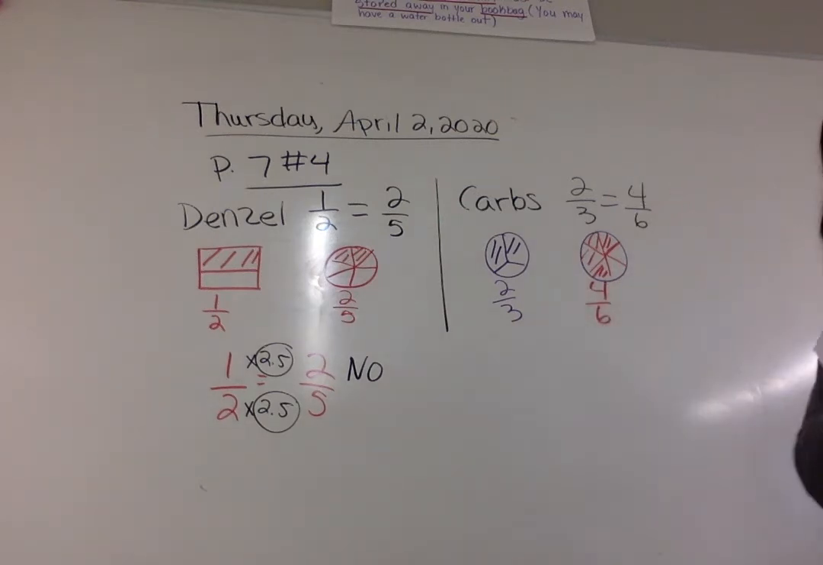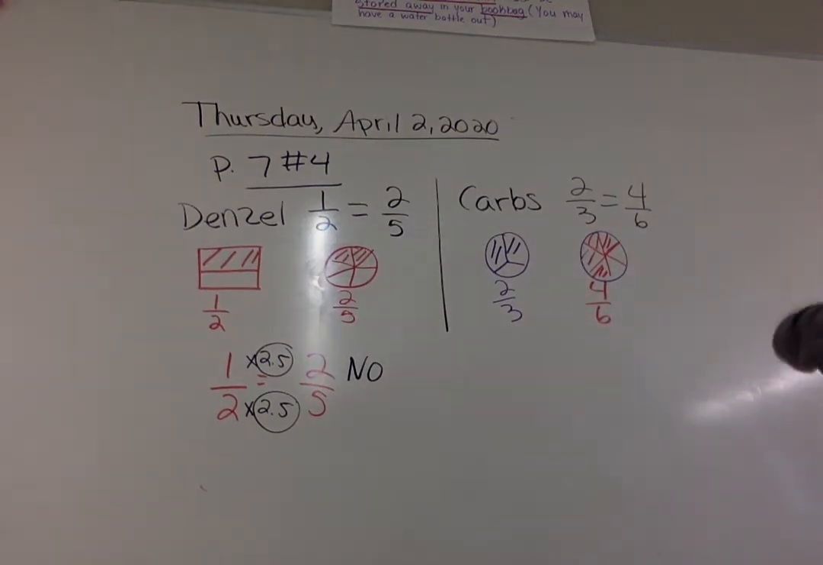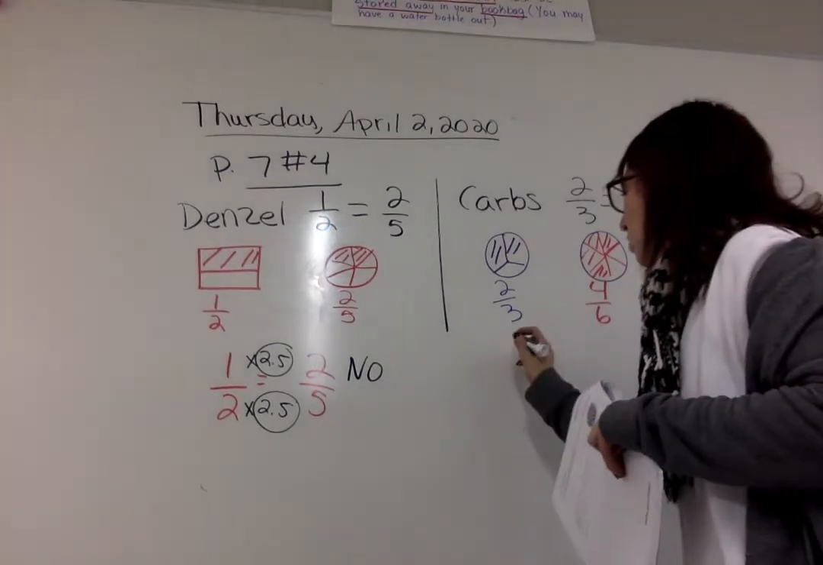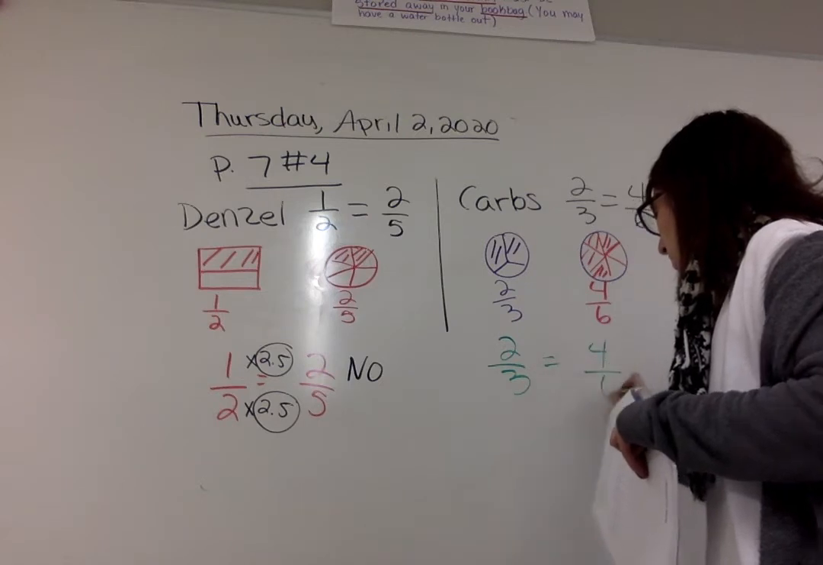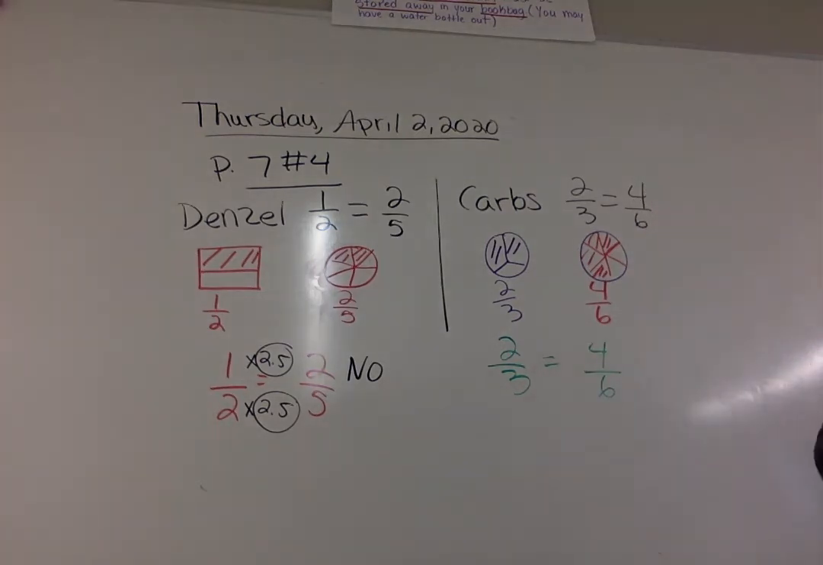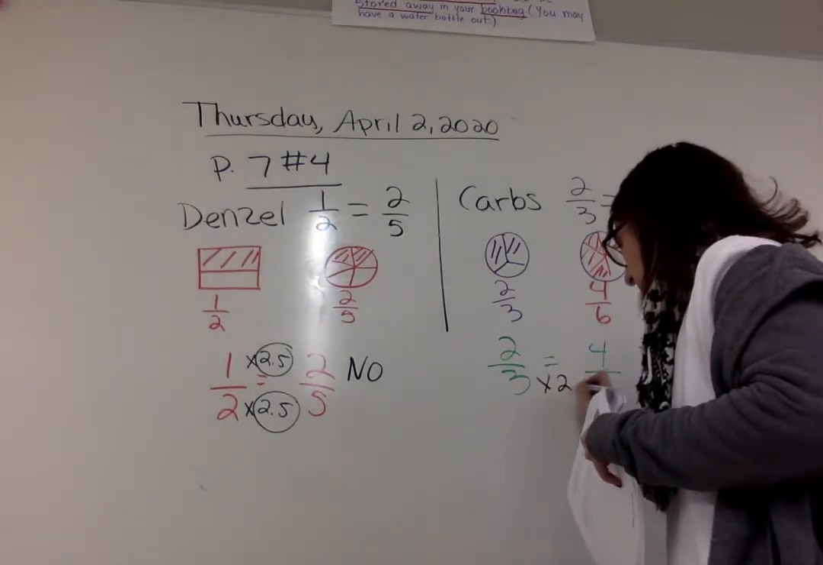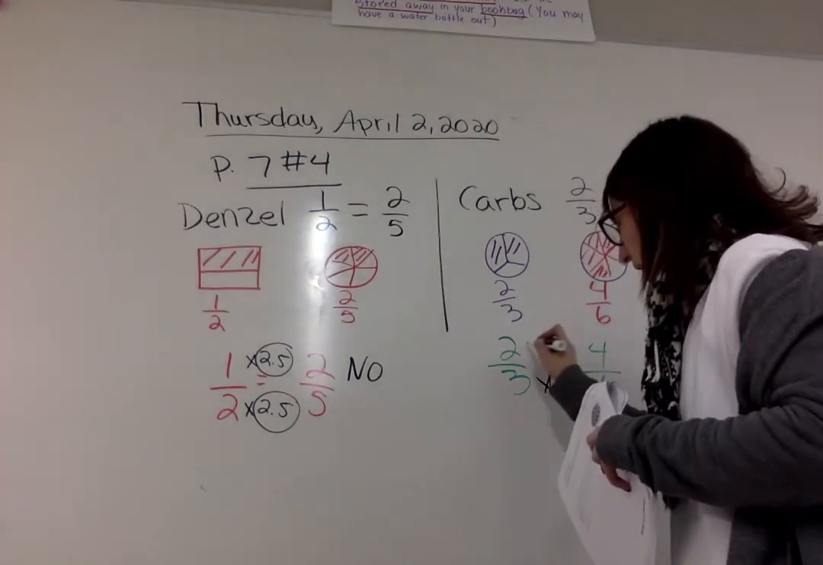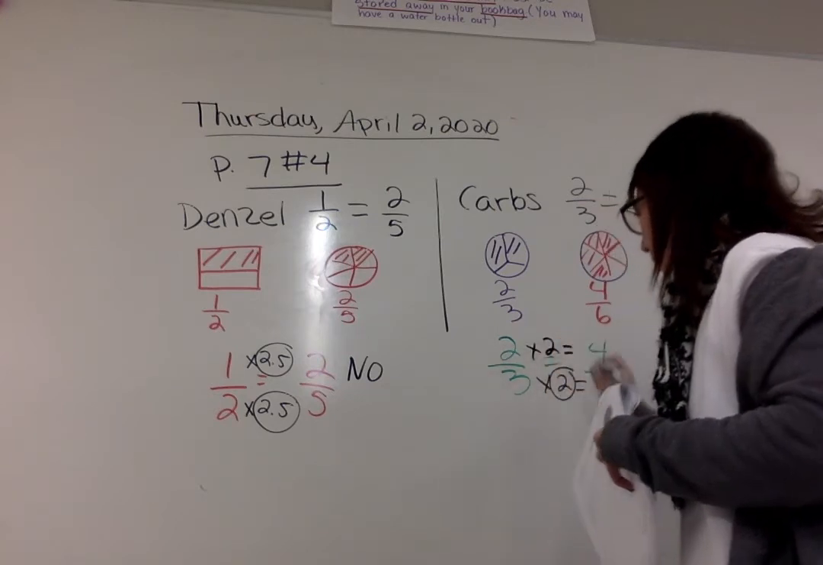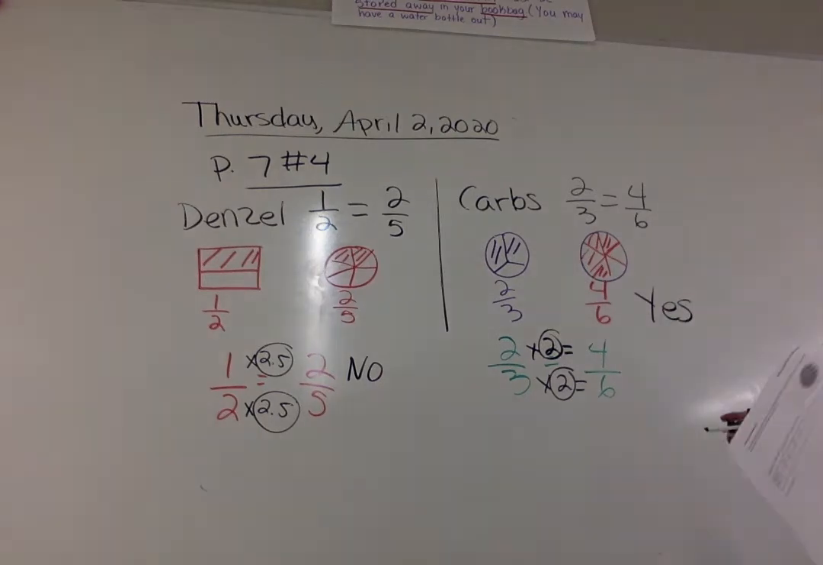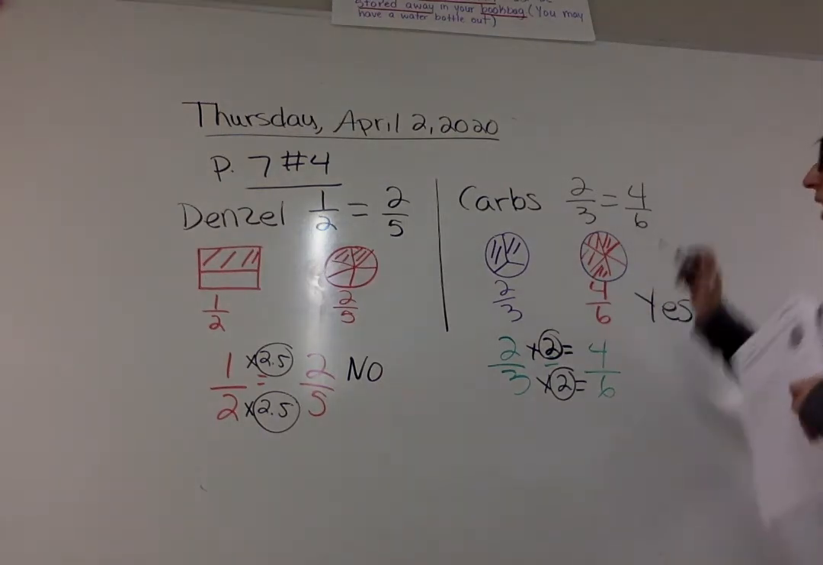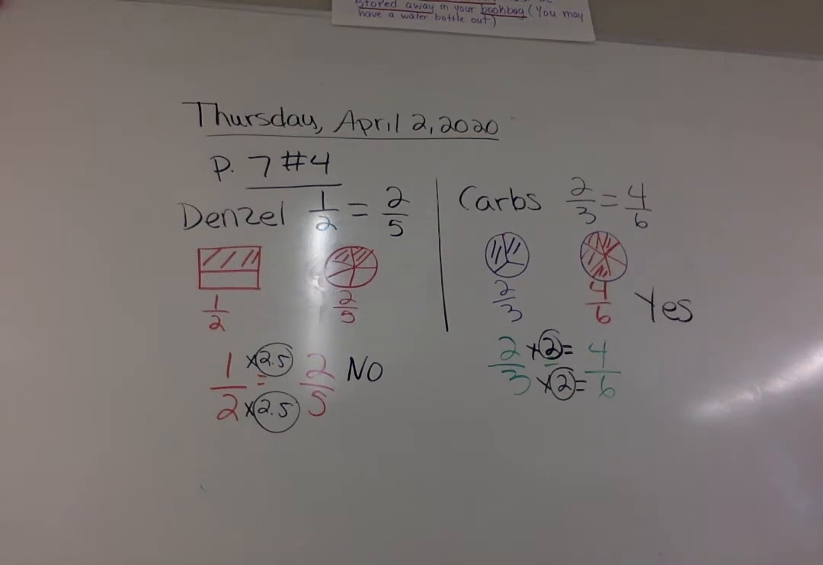Another way to check is to find out what numbers I multiply the numerator and denominator by to get to that answer. So 2/3 is what to 4/6? How do I get from 2 to 4? Well, I have to multiply. 3 times 2 is equal to 6, and 2 times 2 is equal to 4. Therefore, Carlos is correct. 2/3 is the same as 4/6, not 1/2 and 2/5.